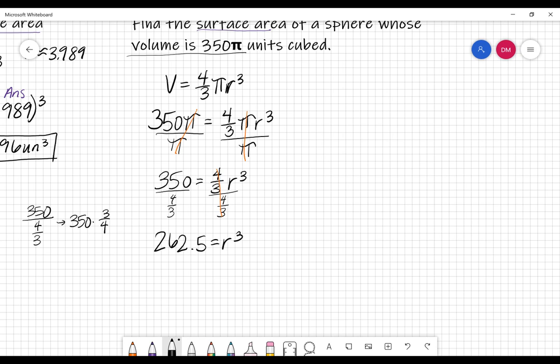But how do I undo this r cubed? Well, if you think back to the previous problem where something was squared, we took the square root. So the way I undo something that's cubed is I take a cubed root. The opposite of, say, x cubed would be the cubed root of x, and it looks like a square root with that little 3 there. If you remember that, that's what we're going to do. Now we're going to do that to both sides here. So we're going to take the cubed root of 262.5.